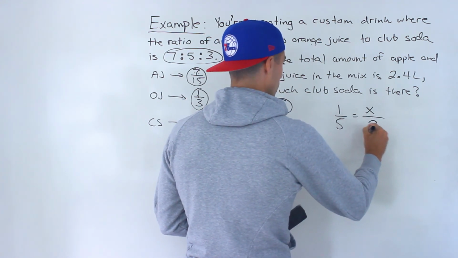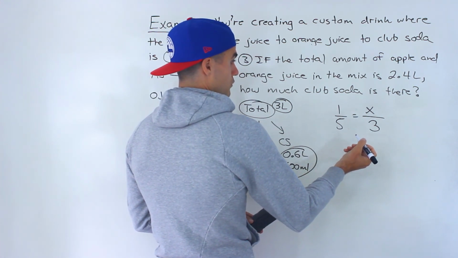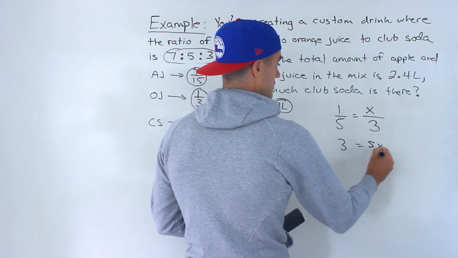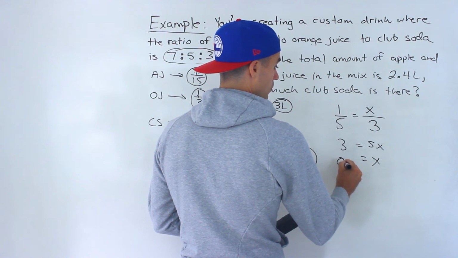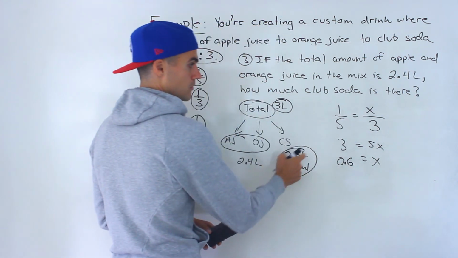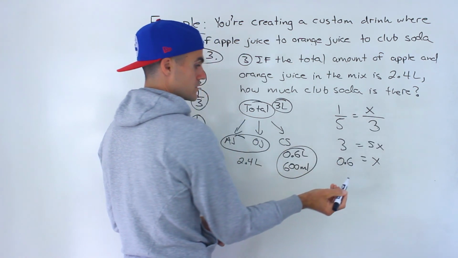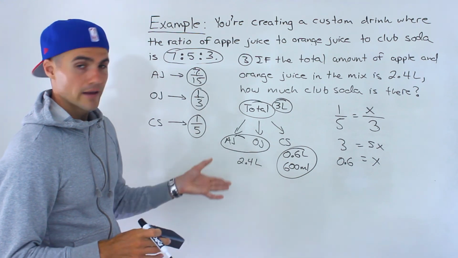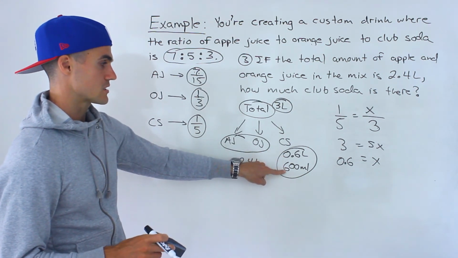to the total, 3 liters, right? So then we'd have 3 times 1 is 3, then we'd have 5x, then we divide both sides by 5, x would end up being 0.6. Remember, this was in liters. I put the liters here, but if you put 3,000, then you'd end up with 600 over here. Right, so whichever way you do it, the final answer for number 3 is 0.6 liters or 600 milliliters of club soda.